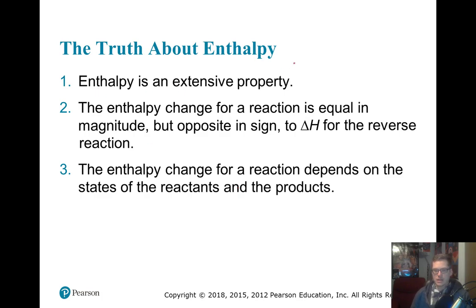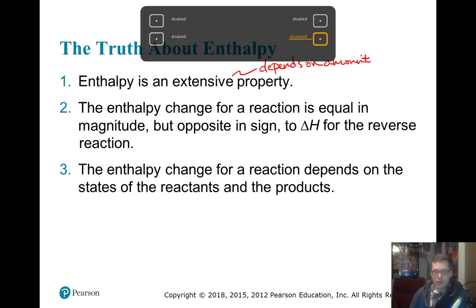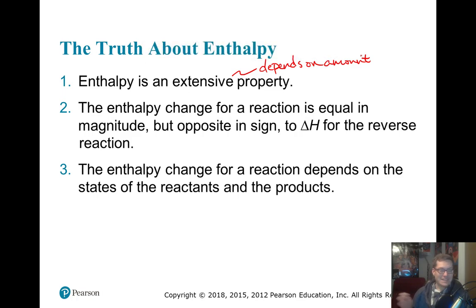Now a couple of things we have to keep track of. Enthalpy is an extensive property. Remember, extensive means it depends on the amount. Take density: if you have a chunk of gold the size of a nickel versus a chunk of gold the size of a cow, I don't know why I said cow, the density of that gold will be exactly the same, because it doesn't matter how much you have, it's that ratio of mass to volume. But the mass of the nickel-sized gold would be very small compared to the mass of a cow-sized chunk of gold. So mass is an extensive property because it matters how much you have.